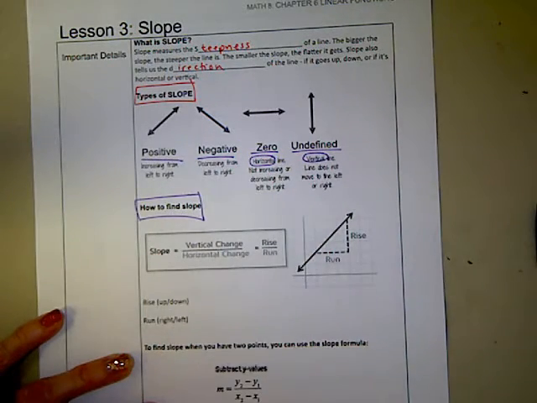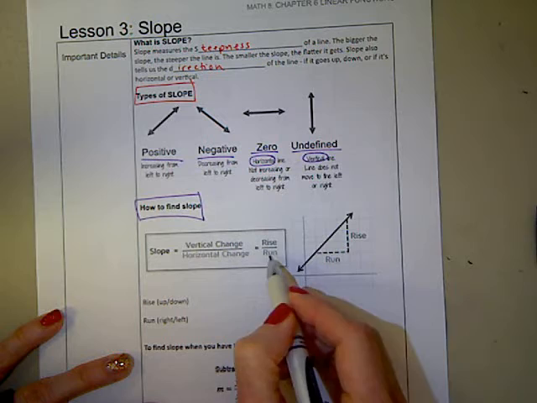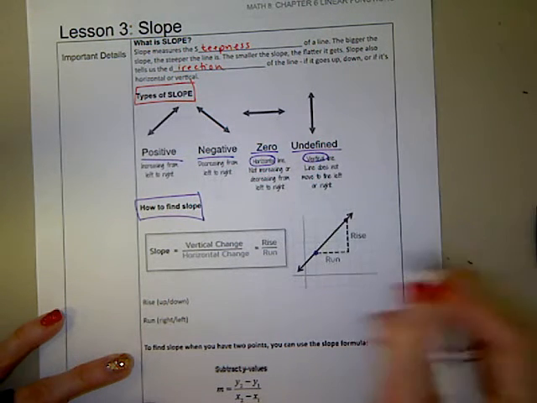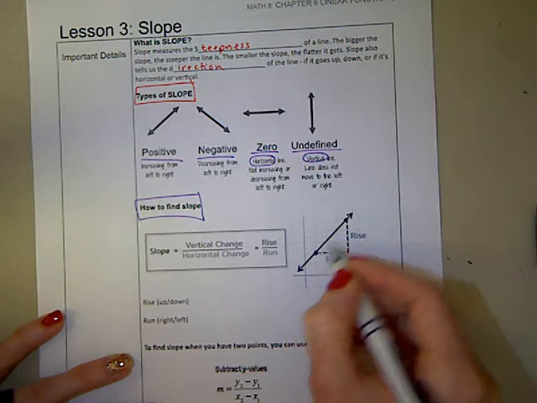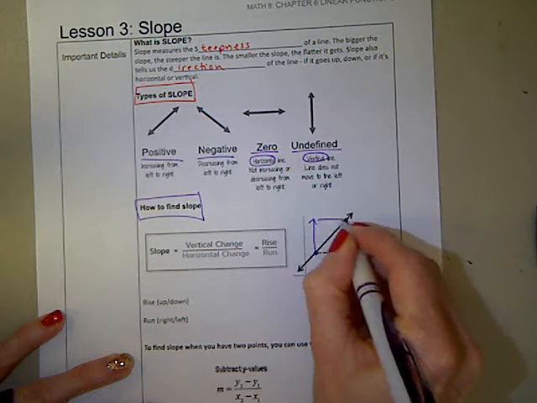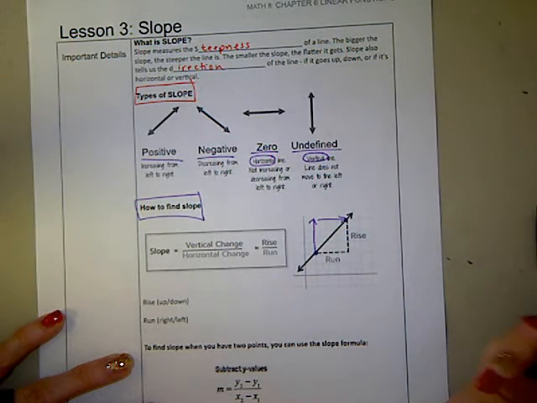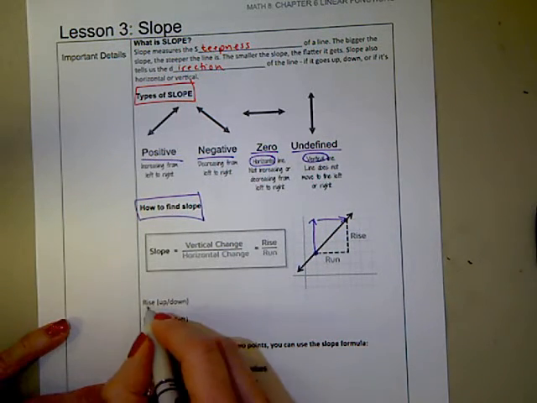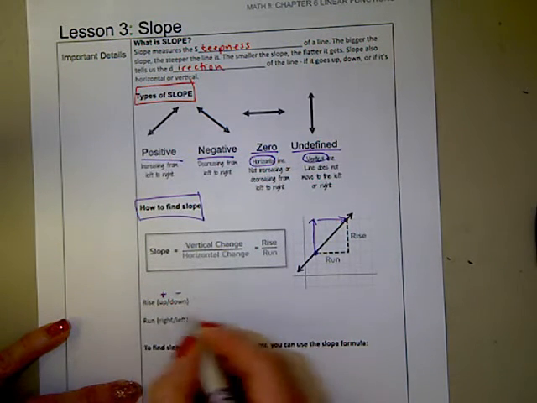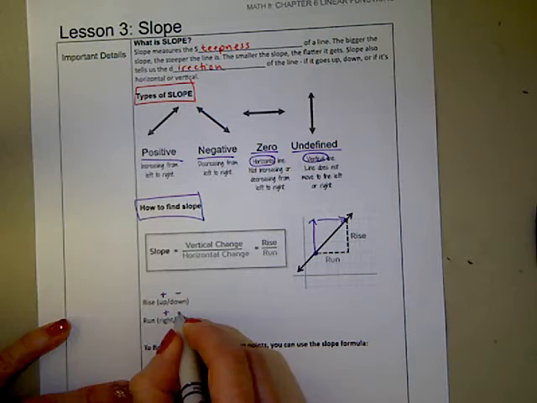How to find slope? Slope is rise over run. So you find 2 points on a graph, and then you count. I always do up first, so I always go up or down first, and then how many you go over. They have it the other way, but it's the same idea. Rise: up is positive, down is negative. For run, right is positive, left is negative.